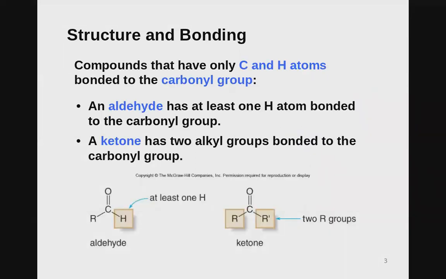Compounds that only have C and H atoms bonded to the carbonyl group are aldehydes and ketones. An aldehyde has at least one hydrogen atom bonded to the carbonyl group, which we can see here. So an aldehyde is RCHO. That's the general terminology, so anytime you see RCHO, that's always going to be an aldehyde. Ketones have two alkyl groups bound to the carbonyl group, generally written R2CO. There are lots of ways to say ketones, but either way, ketones and aldehydes have that double bond. How they differ is that aldehydes have hydrogen, whereas ketones do not.